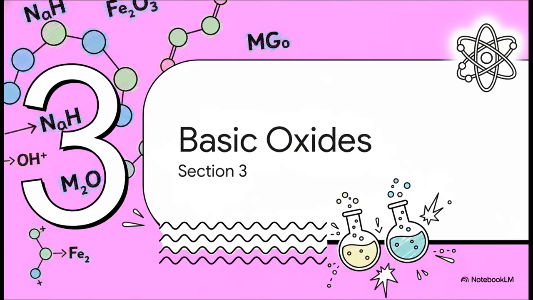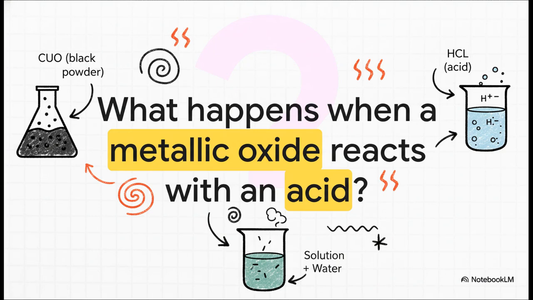Very good. Now that we understand how bases react, let's talk about a related group of compounds. We will now learn about metallic oxides, and we will see why they are sometimes called basic oxides. So, to understand their nature, let's ask a question. What happens when we react a metallic oxide with an acid? For our example, let's take a metallic oxide called copper oxide and see how it reacts.